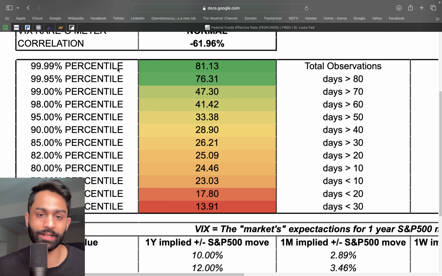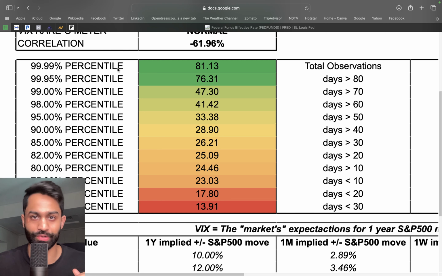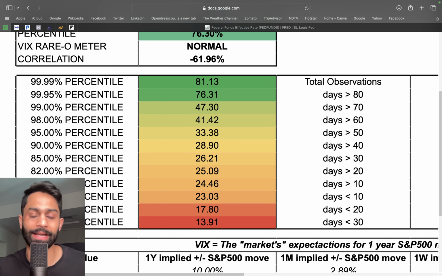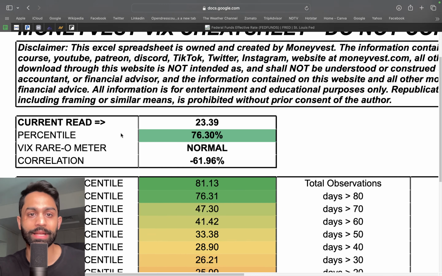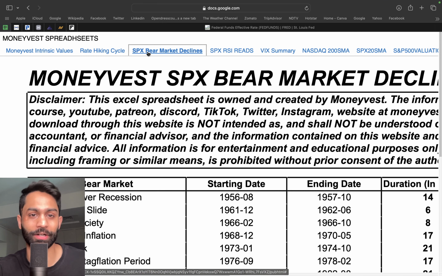So the idea here is that the moment the VIX crosses certain levels, we're talking 30, 33, 41, 47, and we're getting up to that 90, 95, 98 percentile, it's getting more and more rare for volatility to be there. Hence a huge buying opportunity in the markets because there's a lot of panic and a lot of uncertainty at the moment. Now, coming over to S&P 500 bear market declines.